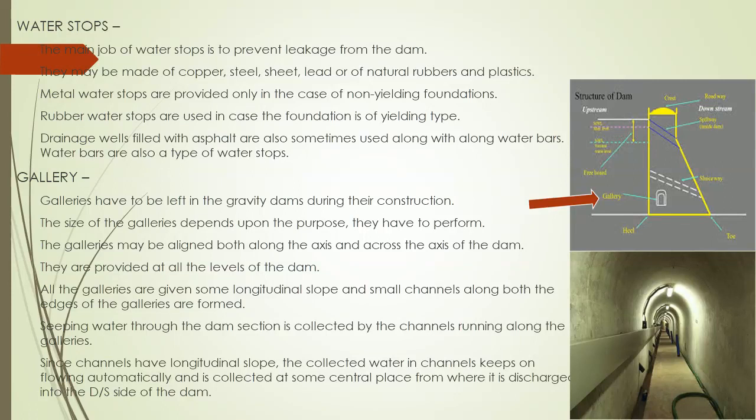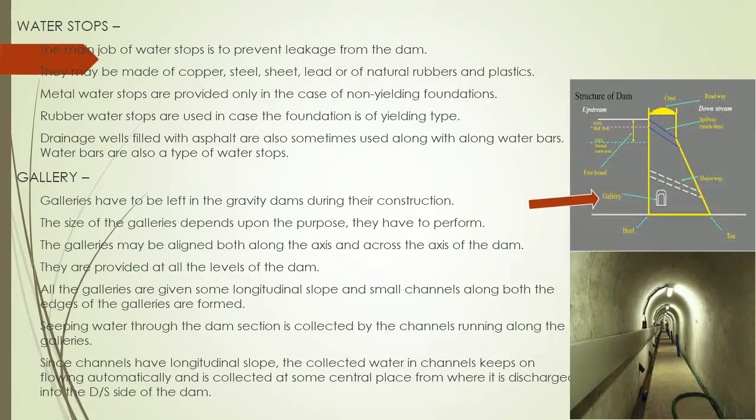Another important component is the gallery. Galleries have to be left in gravity dams during their construction. The size of the galleries depends upon the purpose they have to perform. The galleries may be aligned both along the axis and across the axis of the dam. They are provided at all the levels of the dam.